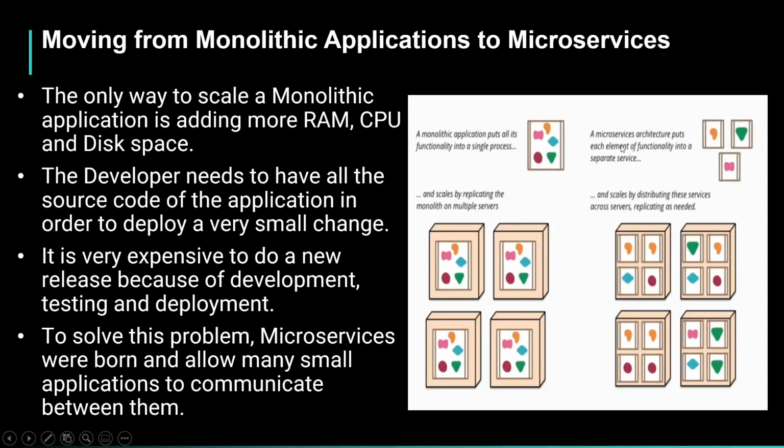So this is a microservice architecture. Here it's just one application. With microservices, we are separating each element of functionality into separate services. We have services right here, and it scales by distributing these services across servers, replicating as needed. So if you are a developer and you have just this functionality, you just deploy this functionality, and you need to have a copy of only that source code. You don't need to wait for other developers, and you just deploy the service.